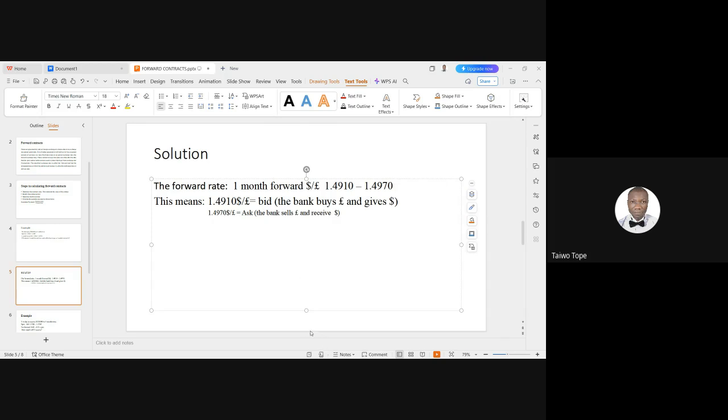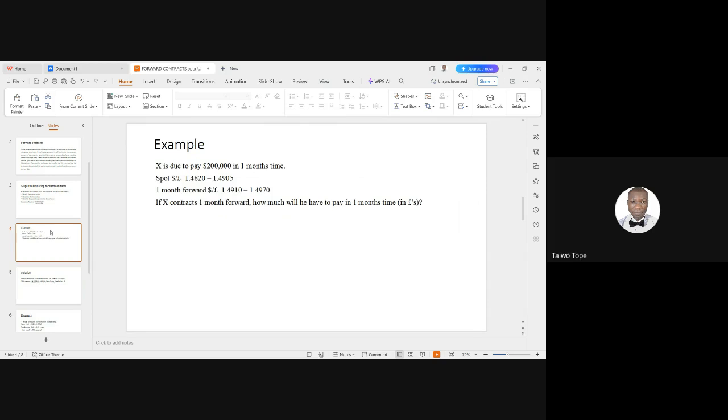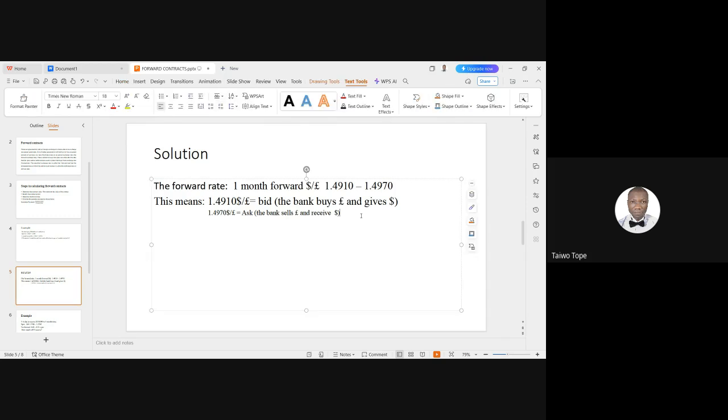Let's go back to the question. X is due to pay $200,000 in 1 month. So what will happen? X needs to buy dollars and pay with pounds. So the interpretation is this.